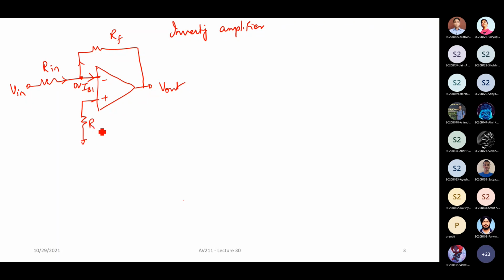In order to prevent that, a solution is to put a resistor, let's call it R3, to ground. What is the job of this R3? Let's say IB2 is flowing in here. Of course, there is going to be an offset current also, but nominally, let us say IB1 equals IB2 equals some IB.